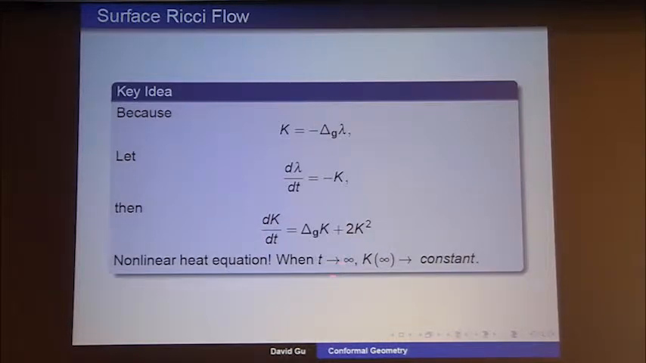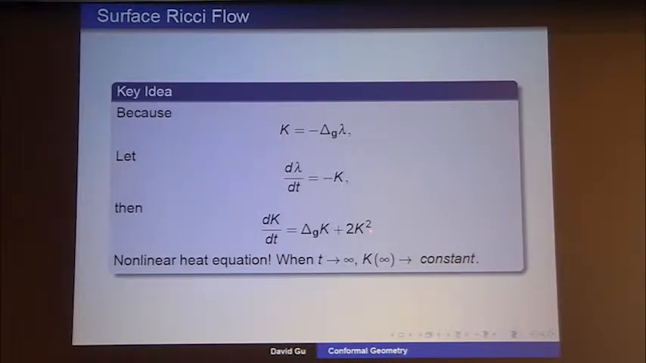Then when time goes to infinity, we know the total Gaussian curvature is constant. Then the curvature function will become smoother and smoother, and eventually become constant. So basically, that's the idea. We try to diffuse the curvature. Okay, so that's how Hamilton invented this method. Then this is a very powerful tool to solve the Yamabe problem.